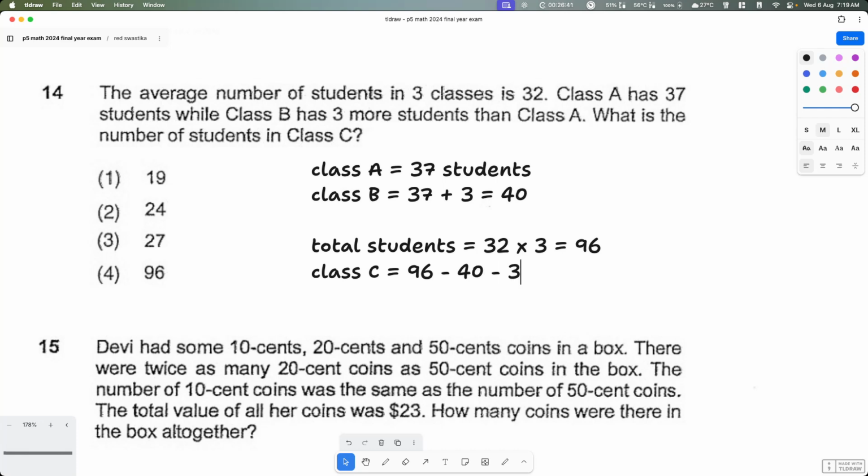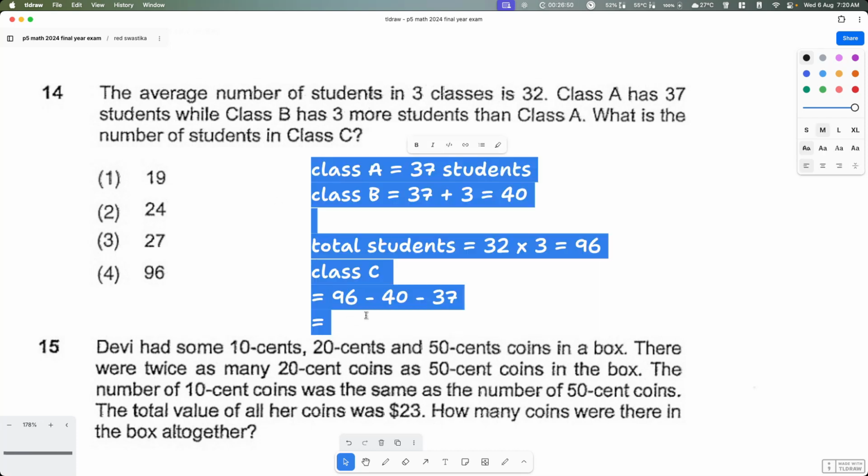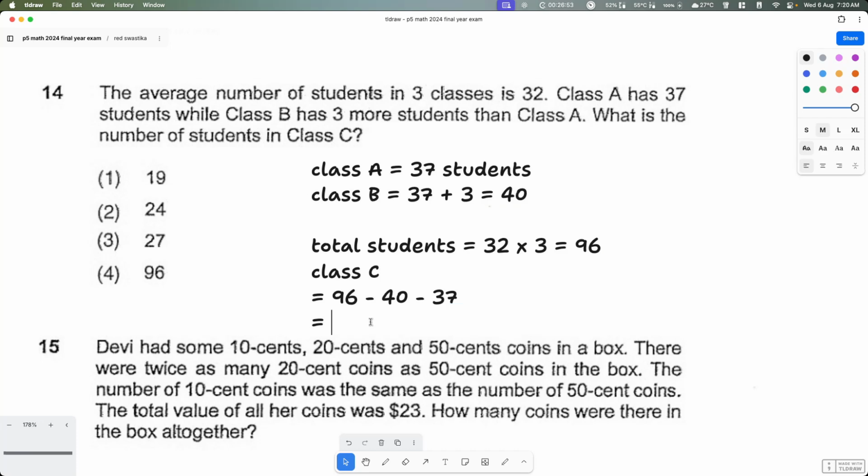Minus 37. Okay, so I'm just going to do this. 96 minus 40 is 56. 96, yeah, 56 minus 37. Okay, so 6 minus 7 is 9. 4 minus 3 is 1, 19. So class C has a total of 19 students in this case over here.